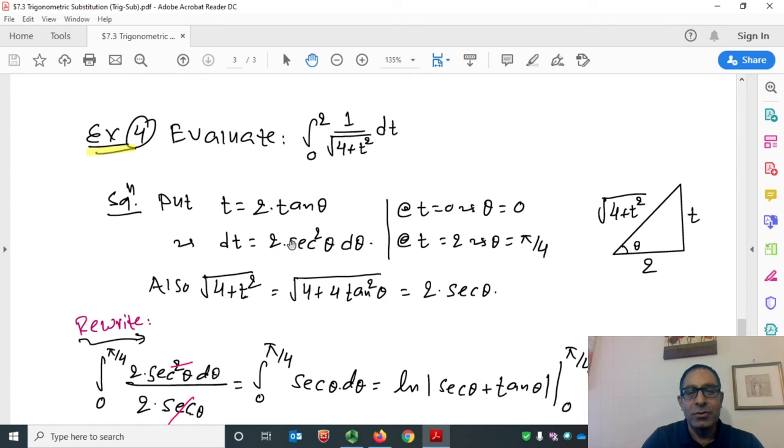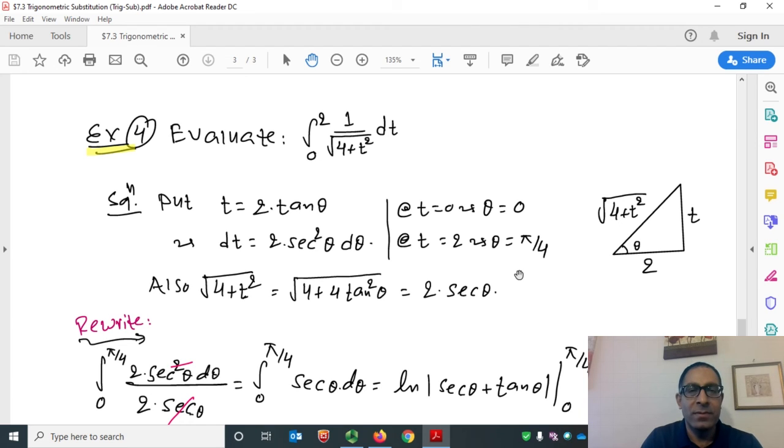Now on our substitution, let's change the limits of integration also. When the lower limit t is 0, then 0 equals tan theta, which means theta equals 0 degrees. When the upper limit t is 2, the 2s cancel, tan theta equals 1, that means theta equals pi over 4.